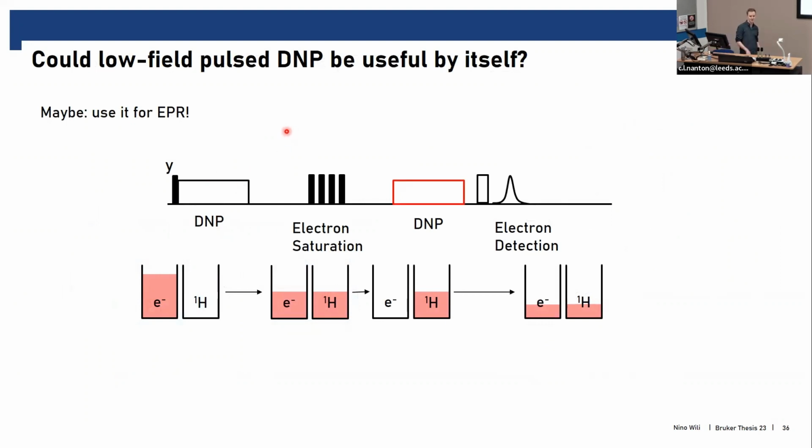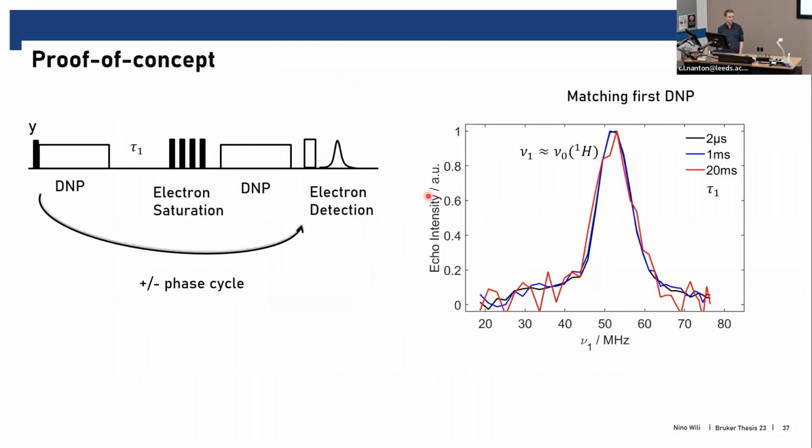I did DNP at X-band, and people are not super interested in 15 megahertz DNP, let's put it like this. But I thought, well, we could use DNP as EPR people. I already showed this last year, so I'm not going into too much detail. Basically, you can do one DNP transfer, saturate your electrons, then do DNP again and then detect it. So you really could do a proper polarization transfer to protons and back. And the bottom line is, it works.